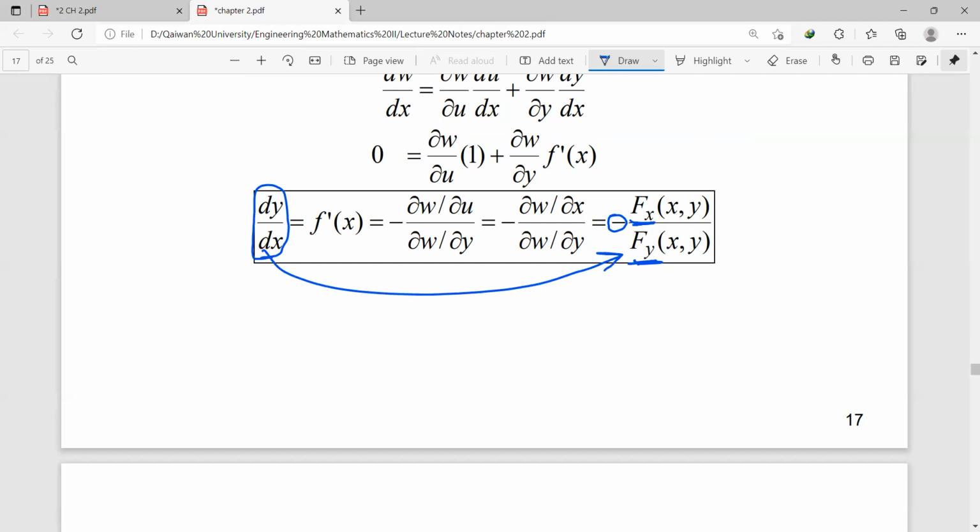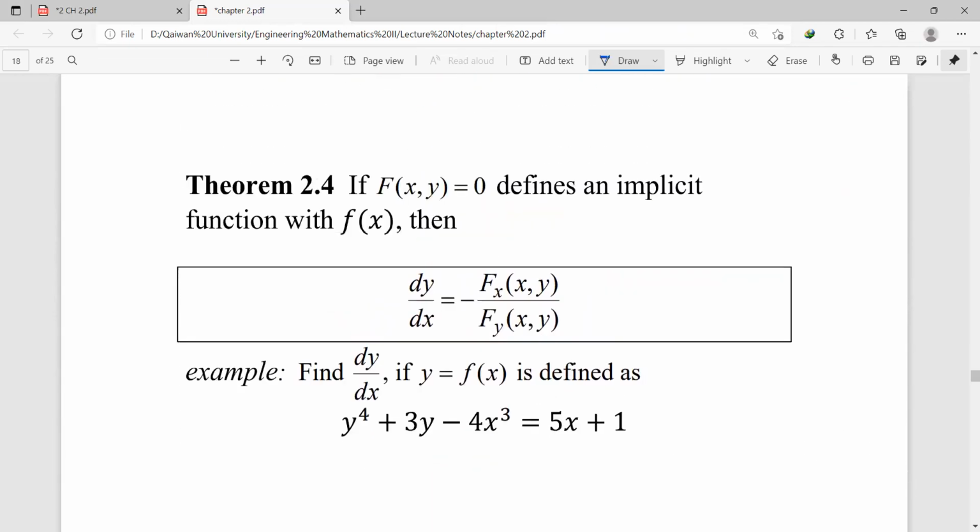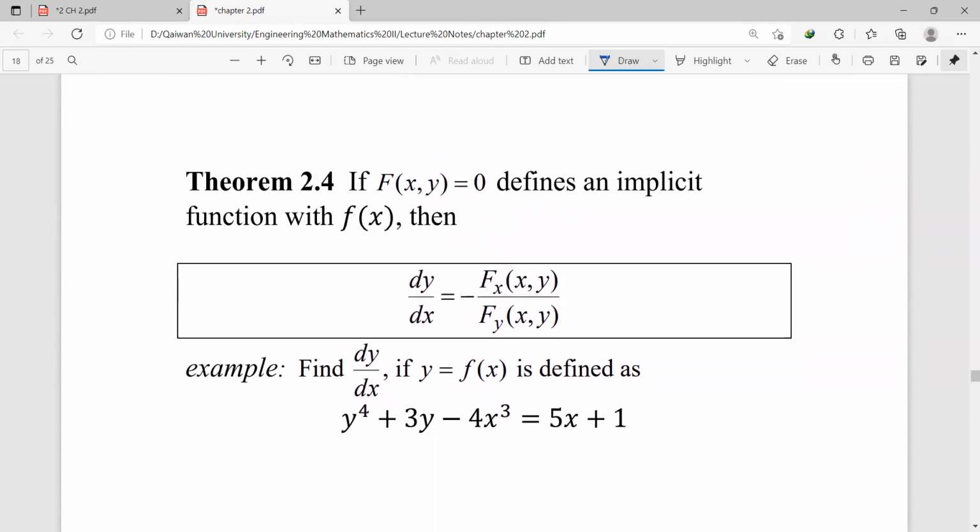I'm going to tell you what capital F is. Here it's a theorem. We say if we have capital F of x, y equals 0, then dy by dx. Here we have y in the function of capital F. To find dy by dx, we say it equals minus capital F sub x divided by capital F sub y. Let's take an example.